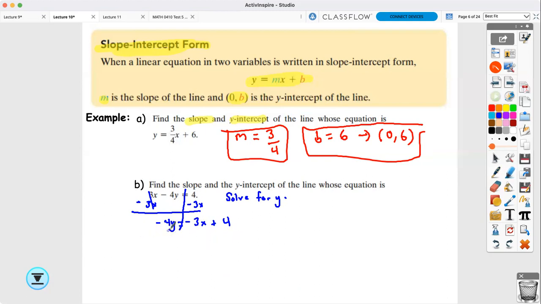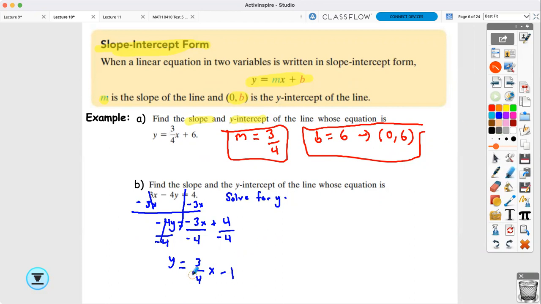Now, we're not done yet. Y is not by itself, so we're gonna have to divide by negative 4. And what we do to one side, we're gonna have to do to both sides. Now, the right side happens to have 2 terms, so I'm gonna divide by negative 4 on both sides. So here the negative 4's cancel, and we're left with y equals, and then negative negative makes positive 3/4 x, and a positive 4 divided by negative 4 is a negative 1. Now we have y equals by itself.